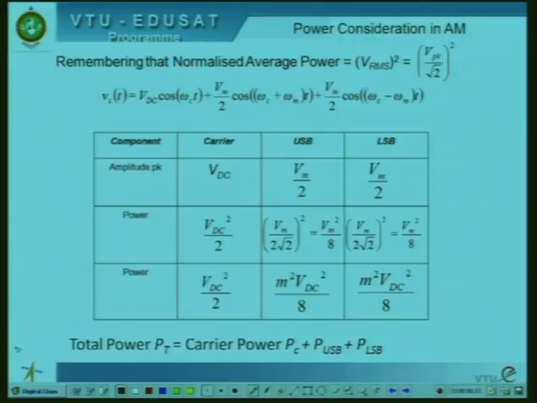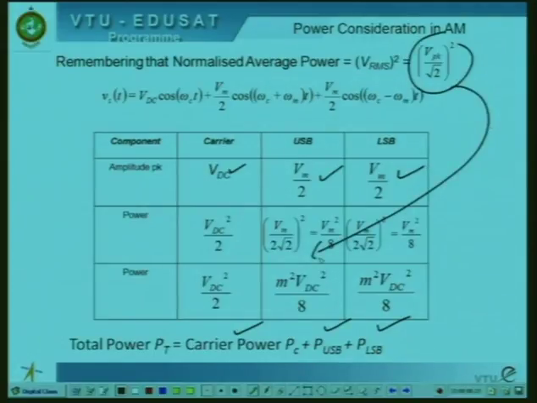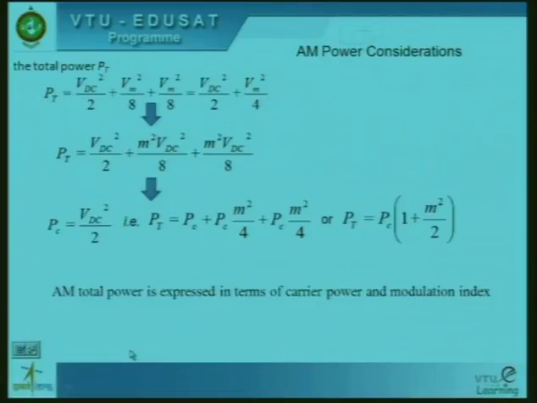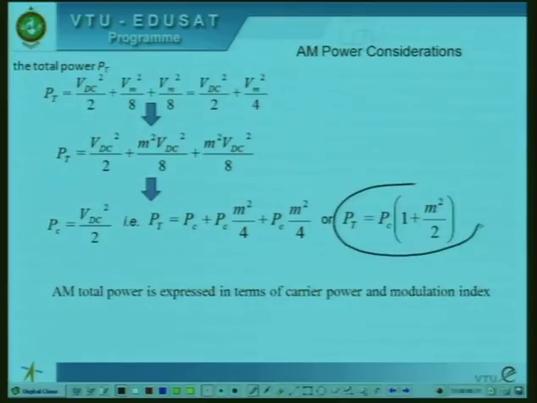The total power Pt is given by the carrier power, the first term, plus the power of the upper sideband and the power of the lower sideband. All three we can compute, because we know the amplitudes of the carrier signal VDC, the upper sideband and the lower sideband. It is going to be VDC square by 2, m square VDC square by 8, and m square VDC square by 8. By adding all three together, the total power of amplitude modulation is given by Pt is equal to Pc into (1 plus m square by 2).